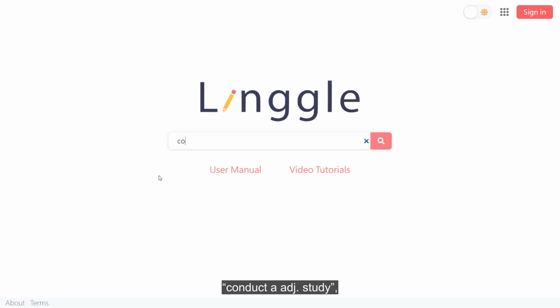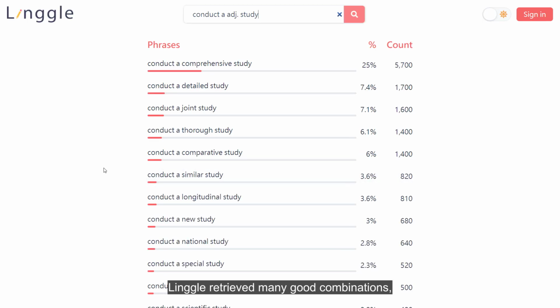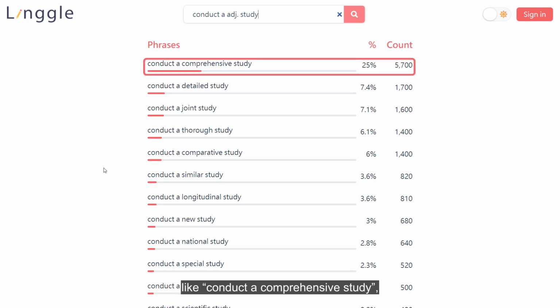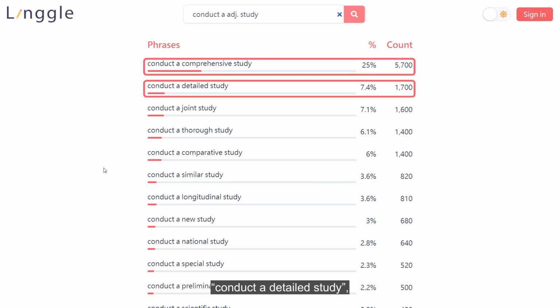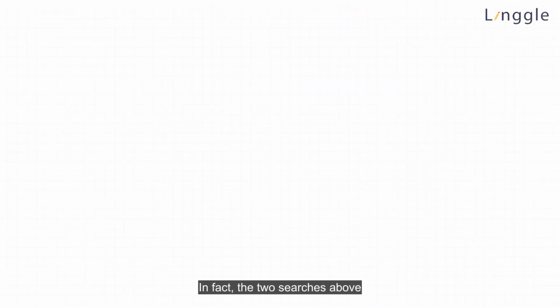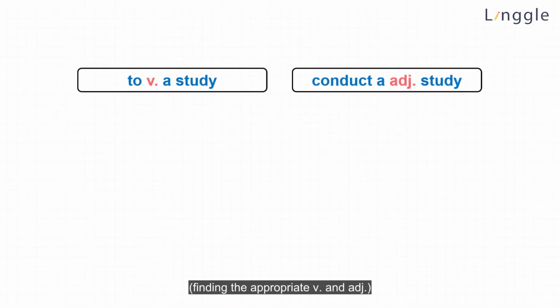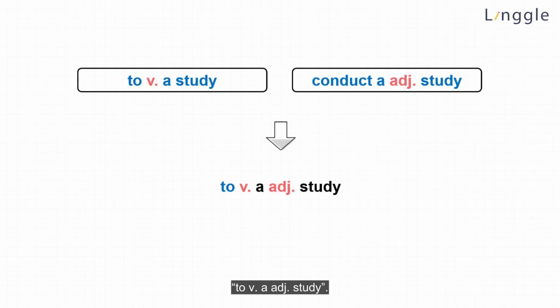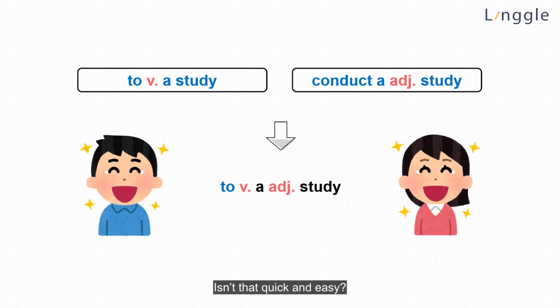Using the pattern conduct a adjective study, Linggle retrieved many good combinations like conduct a comprehensive study, conduct a detailed study, and conduct a thorough study, as shown on the screen. In fact, the two searches above, finding the appropriate verb and adjective, can be combined to form the pattern to verb, adjective, study. You only need one search and everything's done for you. Isn't that quick and easy?